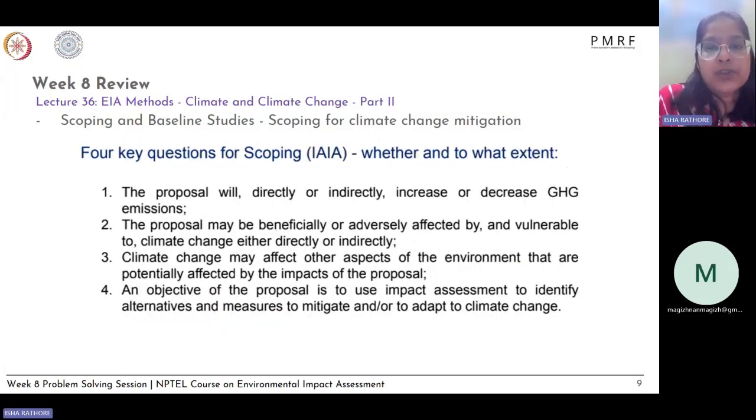While doing scoping for climate change mitigation, there are 4 key questions which we need to ask, and these are defined by the IAIA. First, the proposal will directly or indirectly increase or decrease greenhouse gas emissions. Second, the proposal may be beneficially or adversely affected by, or vulnerable to, climate change, either directly or indirectly. Third, climate change may affect other aspects of the environment that are potentially affected by the impacts of the proposal. And fourth, an objective of the proposal is to use impact assessment to identify alternatives and measures to mitigate and/or to adapt to climate change.